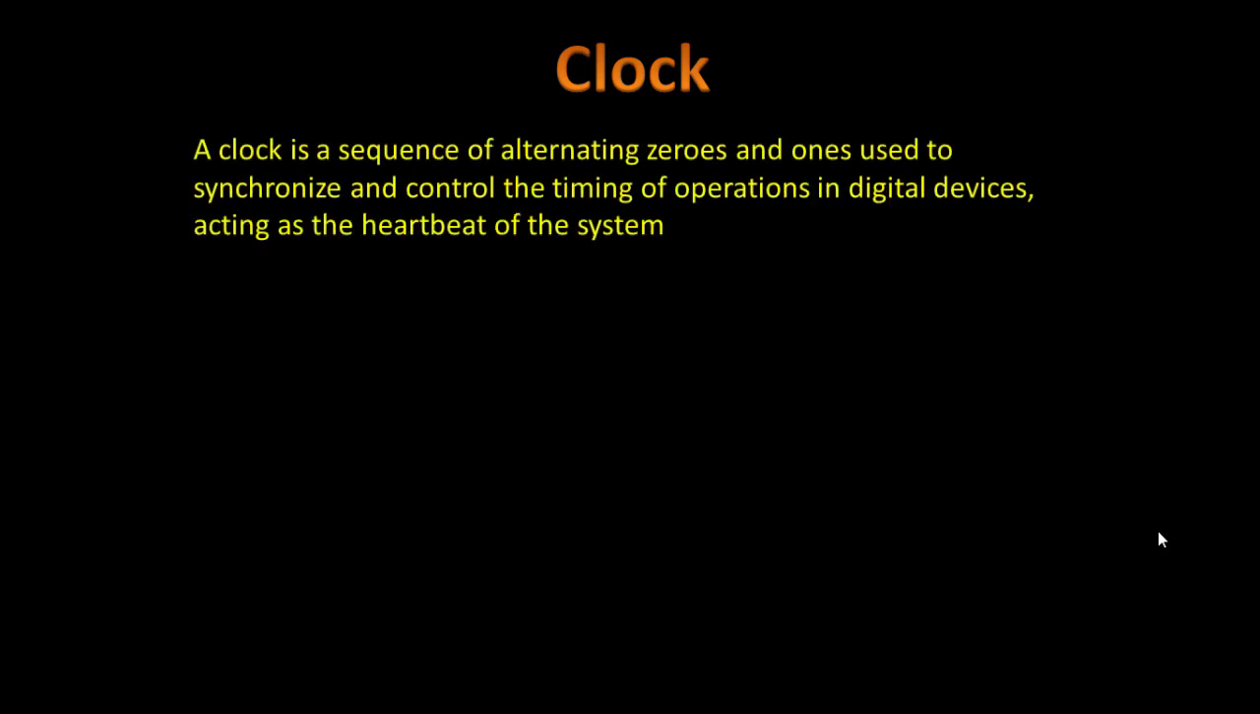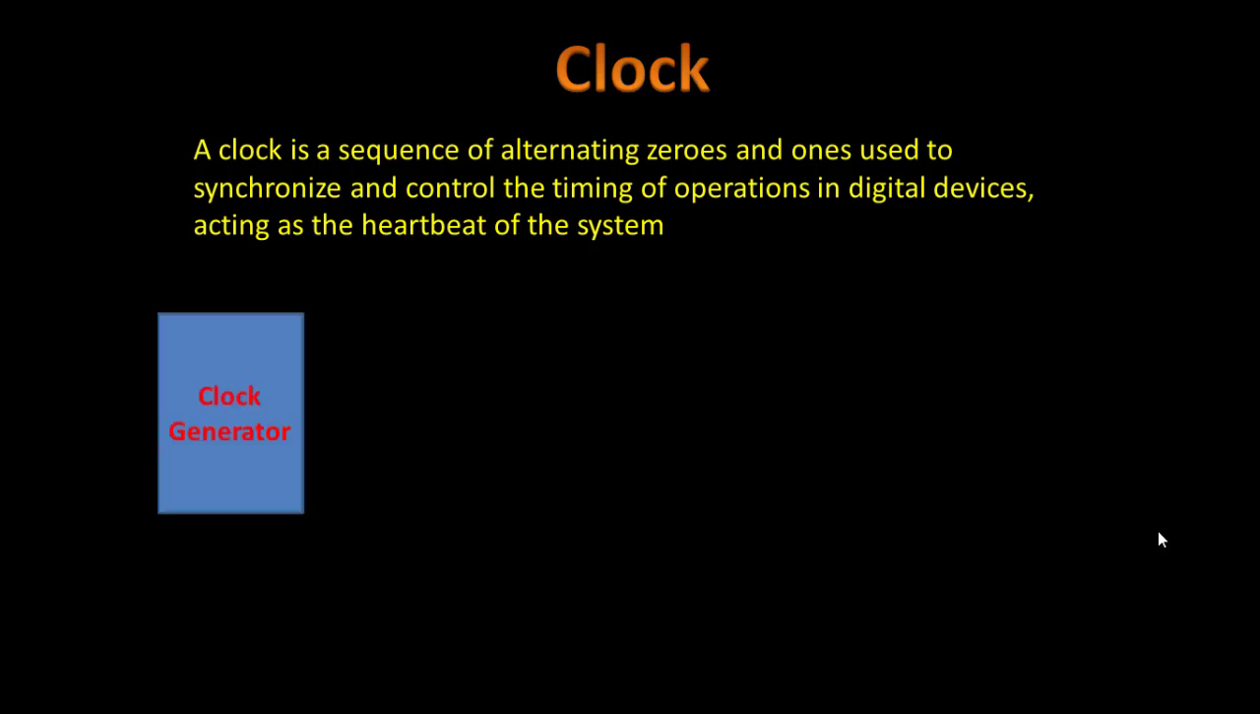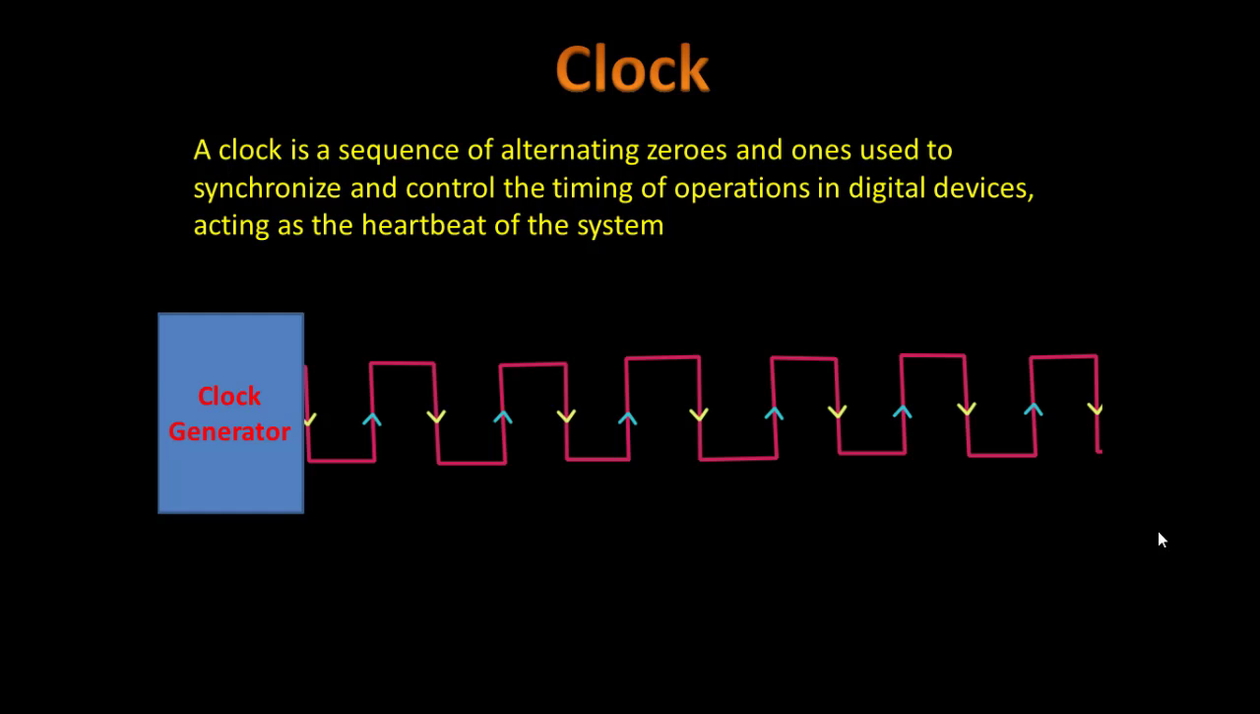Now before starting with the JK flip-flop, let us study the concept of the clock. So clock is a sequence of alternating zeros and ones which are used to synchronize and control the timing of operations in digital devices. It is acting as a heartbeat of the system. So we have a clock generator. It generates a sequence of zeros and ones, as we can see here. So we have something called the rising edge, in which the clock transits from 0 to high, that is from low to high state, and there is a falling edge where it transits from high to low.